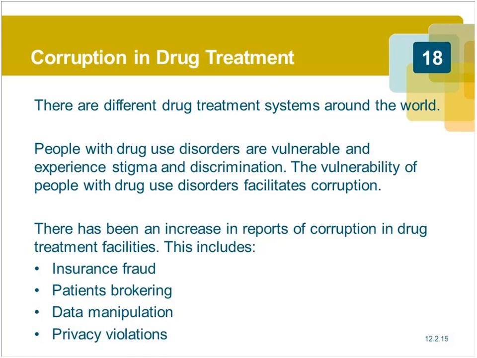So, stigma and discrimination. This is what I always told my team: if we had a research question, it would be how much stigma and discrimination around drug use disorders and their treatment is contributing to the existence of corruption in the system. Because nobody cares, because this is a group that is not integrated in the overall health system. What happens to them is not really relevant. So how much does that add to the vulnerability?